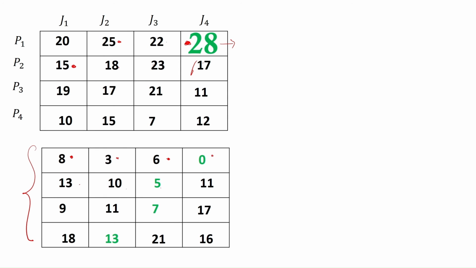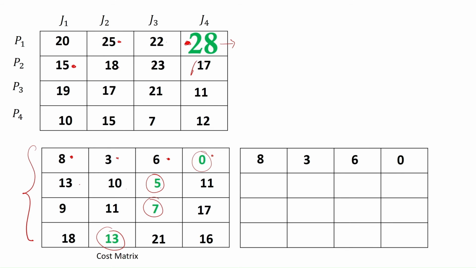The next step is to identify the minimum in each row, which is 0 in this row, 5 in this row, 7 in this row, 13 in this row. Subtract from each row its minimum. So the first row there is no change because the minimum was 0. Second row there would be a change, 13 minus 5 is 8, 8, 5, 0 and 6. The third row change would be 9 minus 7, 2, 4, 0 and 10. For the fourth row the change would be 15, 0, 8 and 3.